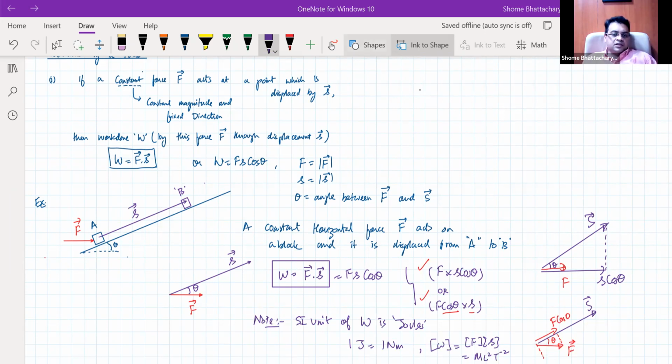Yes, I will be resending, Sakshi. I'll be sending the recording as well as the notes because that file has got corrupted.